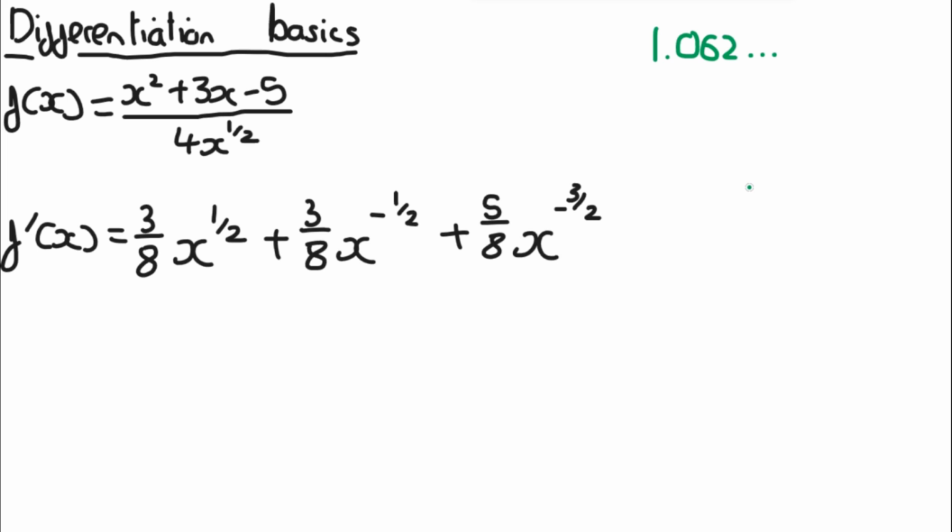So why is this useful? Because that's what the calculator gives out. So now we can check whether we've got the right derivative by subbing in the same number. So we subbed in 5 using the calculator.